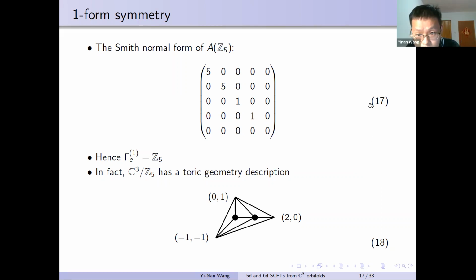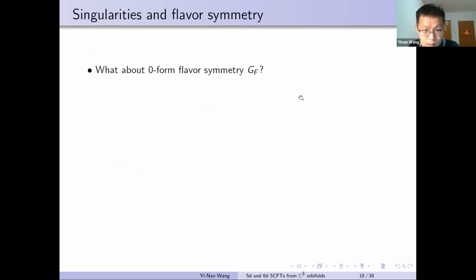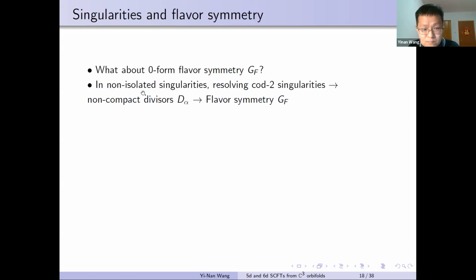Okay. So that was the one-form symmetry. I will just comment a little bit on the computation of the zero-form symmetry, which turns out to be pretty hard. In principle, when you have a non-isolated singularity, the way to compute the zero-form flavor symmetry is by resolving these codimension 2 singularities, such that you get a bunch of non-compact divisors, and from that you can deduce the flavor symmetry G_F, maybe.